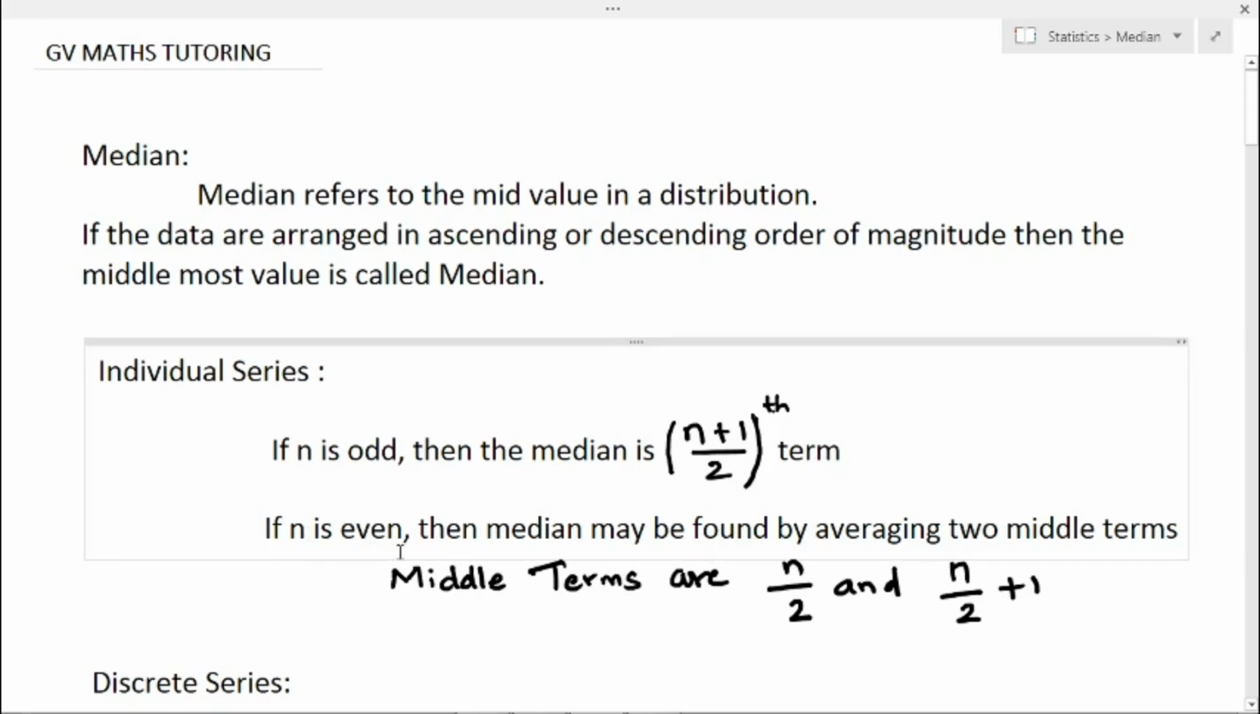Suppose n is even, that is, the total number of data is given in an even value, then we have to find the average of two middle terms. The middle terms are the n by 2 and n by 2 plus 1 terms.